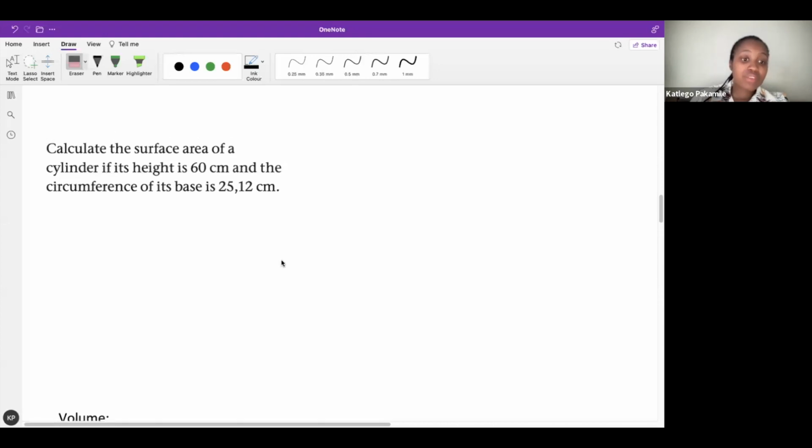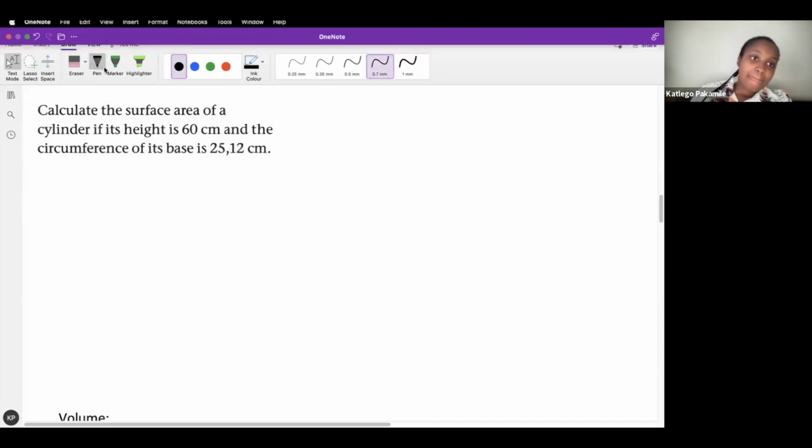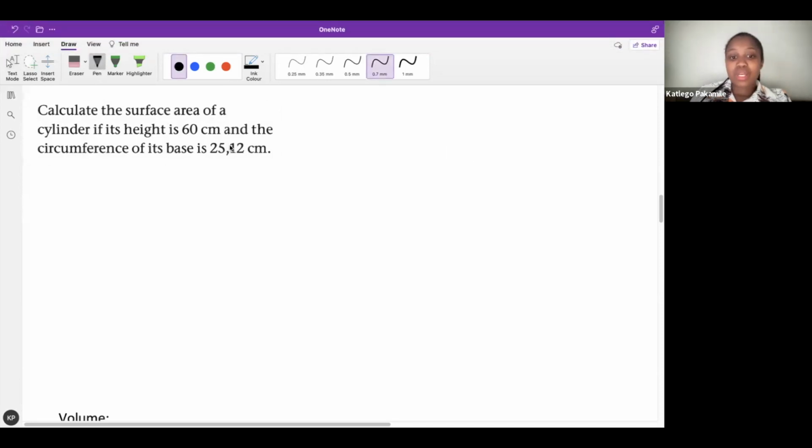And of course, we don't have a sketch this time. It says calculate the surface area of a cylinder if the height is 60 centimeters and the circumference of the base is 25,12 centimeters. Okay, where do you guys think a good place to start is with the sum?